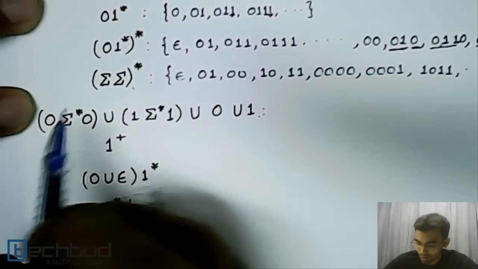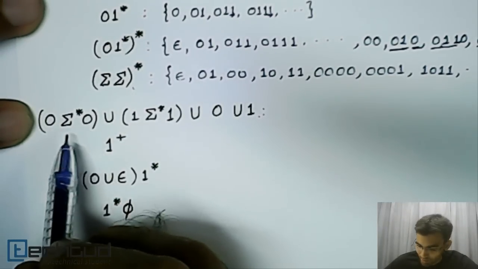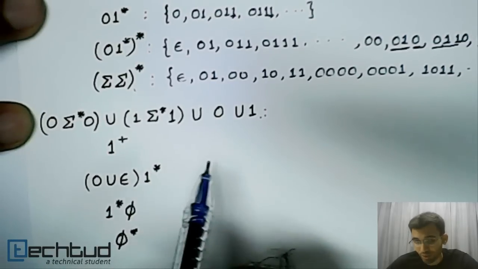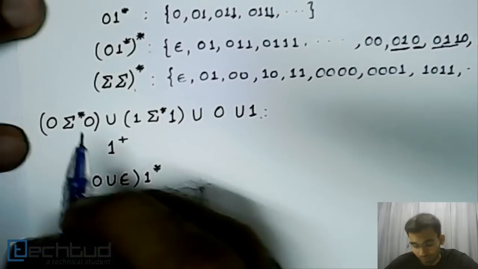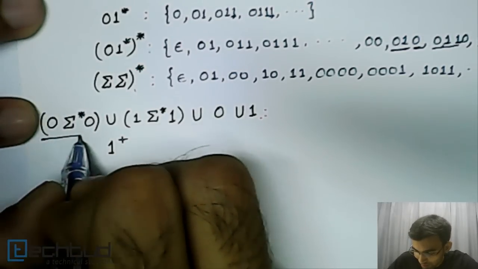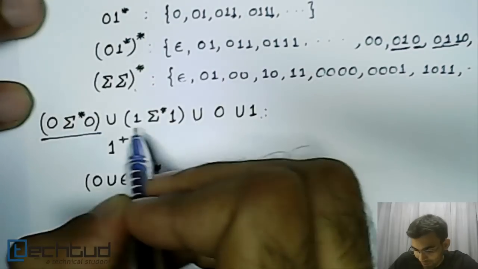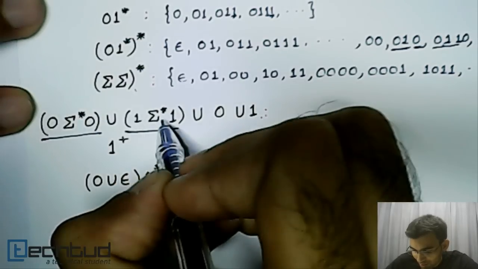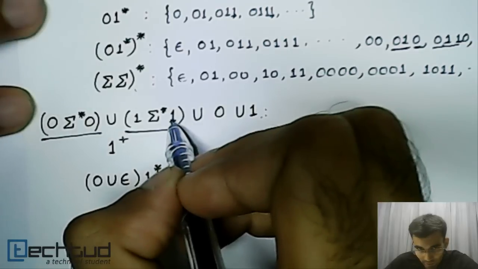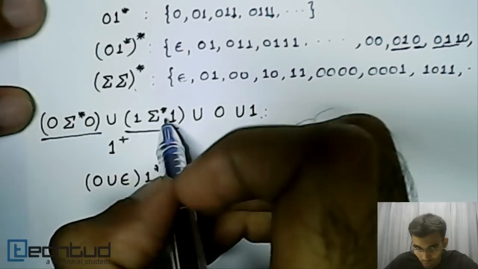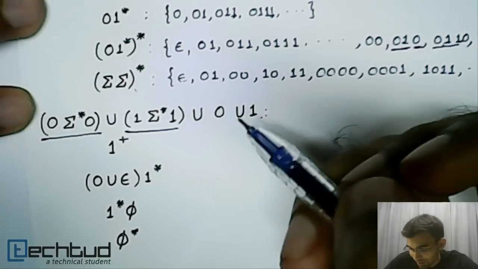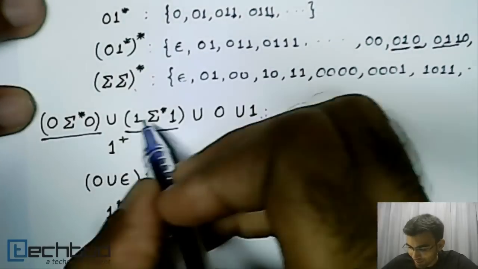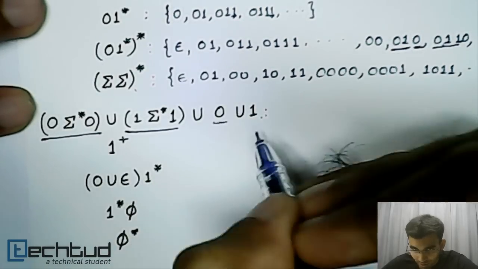The next example, the first part indicates that you start and end with a 0. In the middle, you can have anything. You can have zeros or ones in any combination, either 0 or more. But you start and end with a 0. So this is one particular language. It is separated from the rest by a union. The second language expressed is 1 followed by any number of symbols followed by a 1. So the combination of the two is all strings such that they either start and end with a 0 or they start and end with a 1. In addition to such strings, we can also have a single 0 or a single 1.